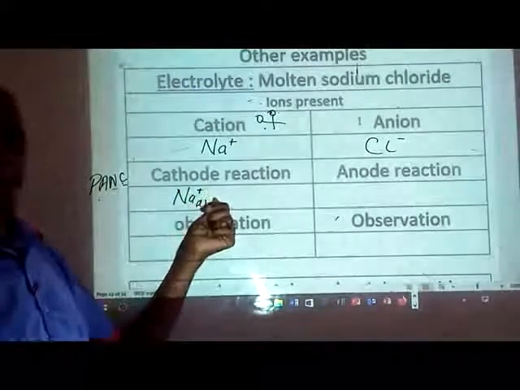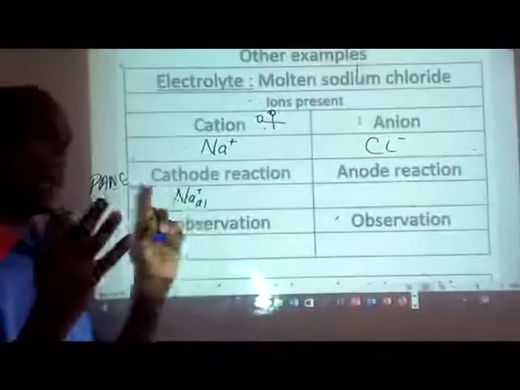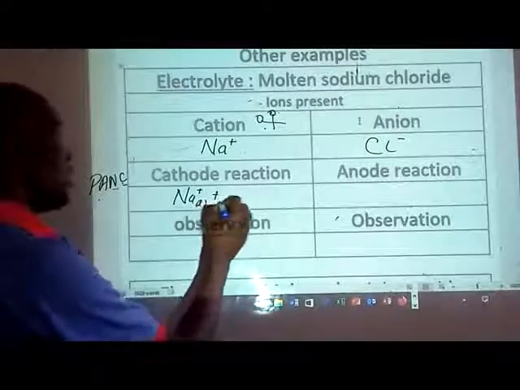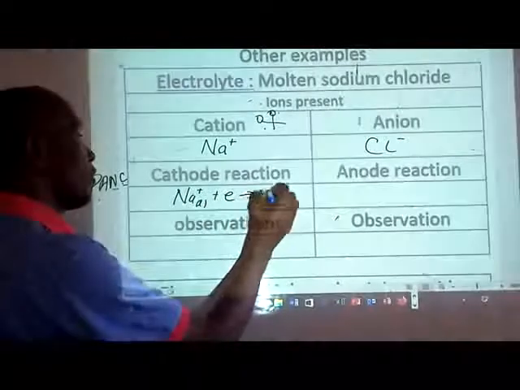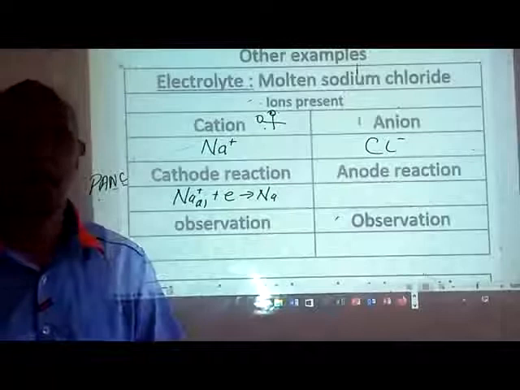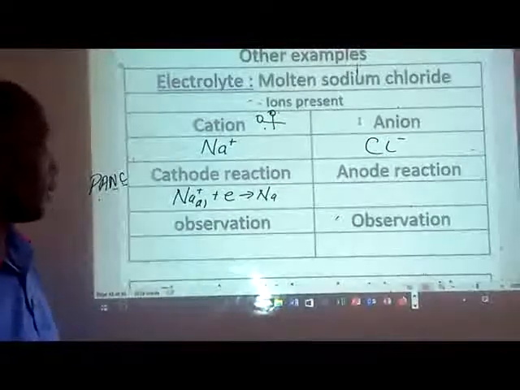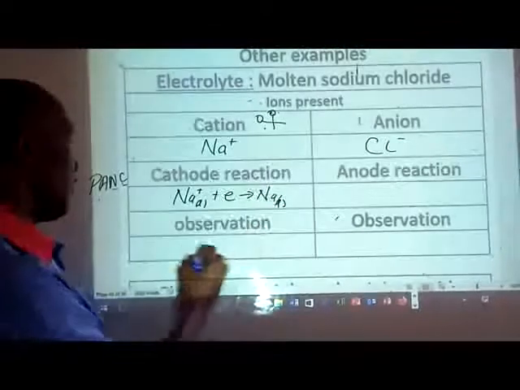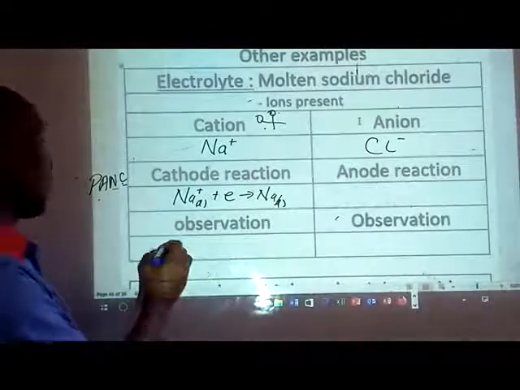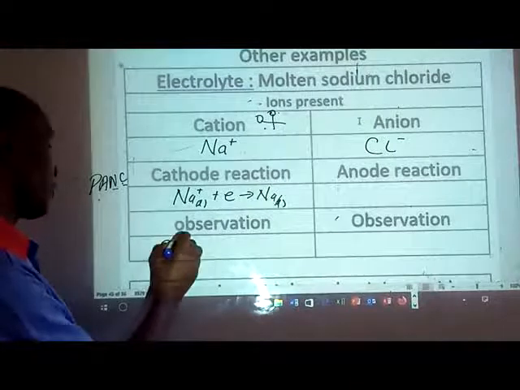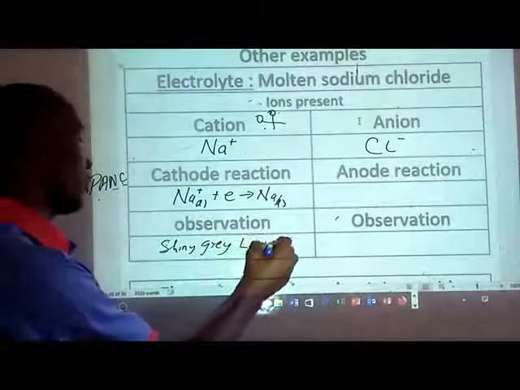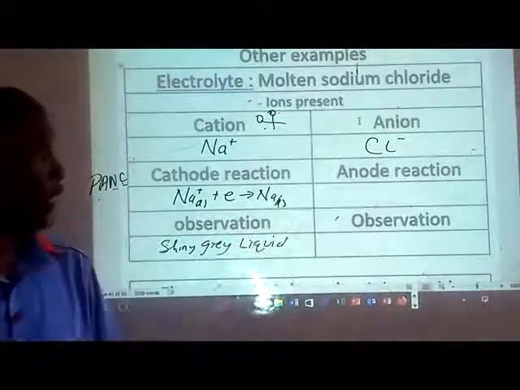What happens here? Reduction, and reduction is gain. So Na+ plus an electron forms a sodium atom. So they have been discharged. This one may be in liquid state, and therefore what you'll observe there is a shiny gray liquid.